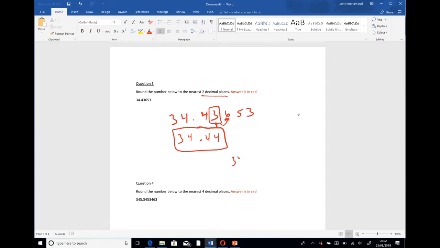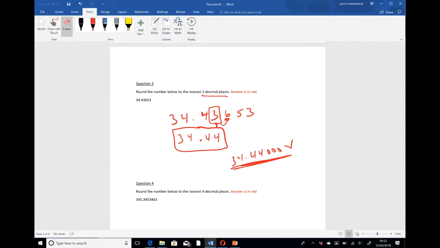But if I were to do what I did in the other examples, as in write 3.44 and turn everything else into 0, I will get this wrong because now I've written the answer in 5 decimal places, but it asks for 2 decimal places. Okay, let me just rub that out and move on to the next question.